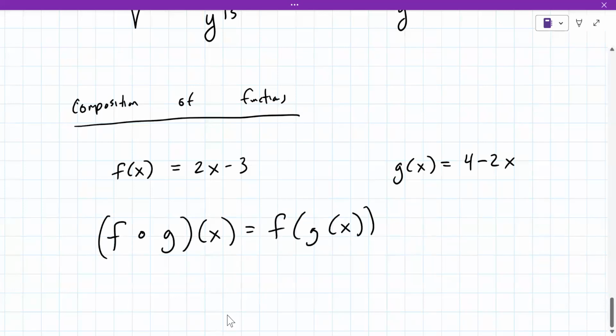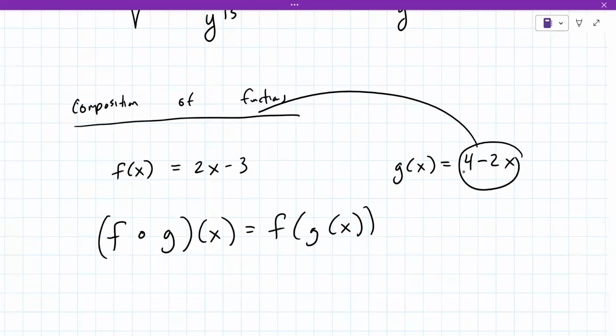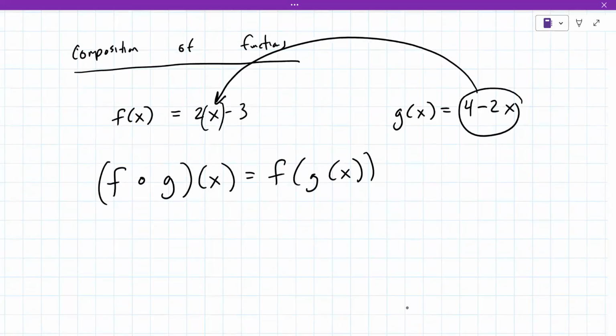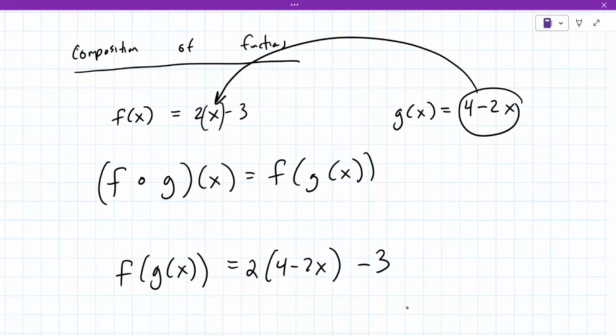That letter on the right, the g, that's the inside one. So you take the inside one and you put it in for x in the one on the left. So wherever you see the x, you replace it with 4 minus 2x. So f of g of x means 2 times 4 minus 2x minus 3. Hopefully it's clear. You're taking everything that's in g of x and putting it in for x here. And then you have to simplify.